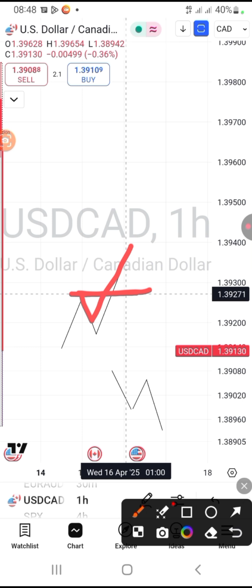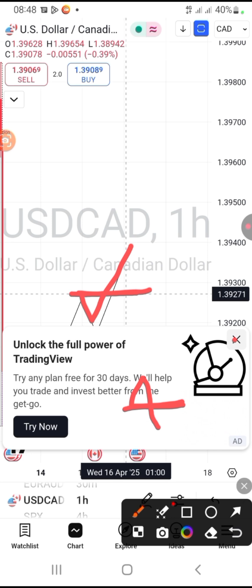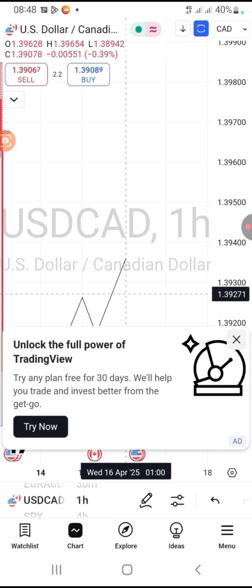Then in a downtrend, the market must break this structure here, pull back, and break this zone here. That is where you can now call it a break of structure.